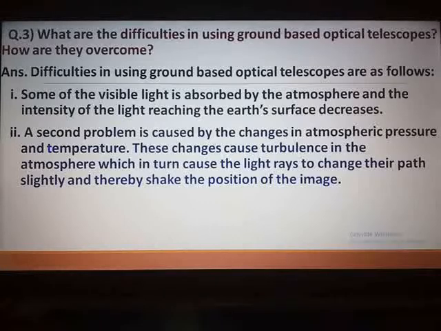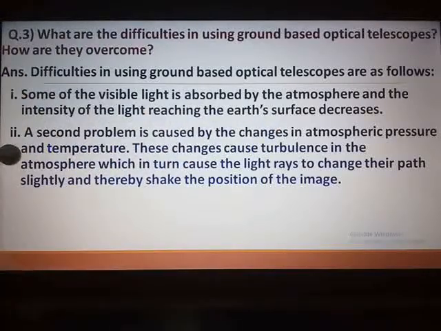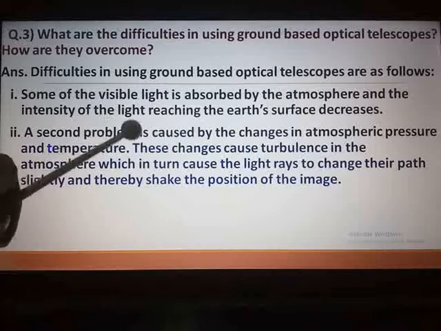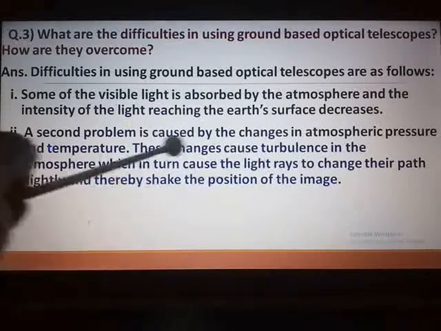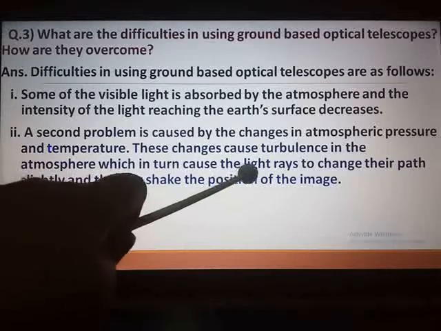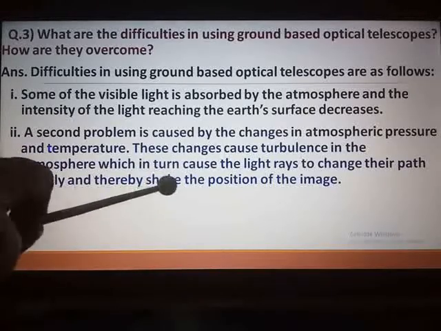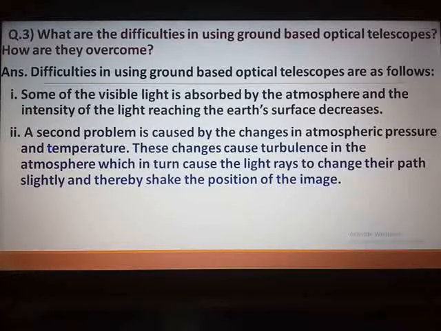The second difficulty: you have to continue with the marking over there. The second problem is caused by the changes in atmospheric pressure and temperature. These changes cause turbulence in the atmosphere, which in turn causes the light rays to change their path slightly and thereby shake the position of the image.